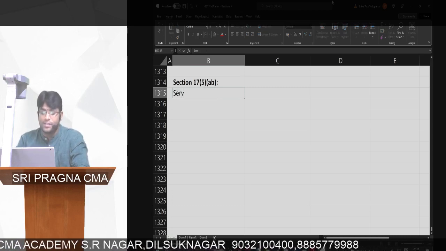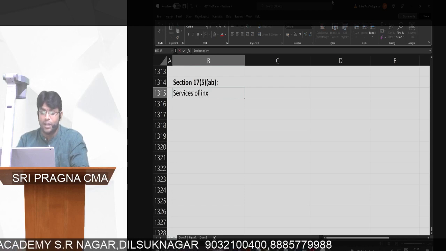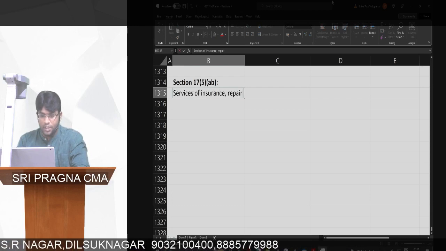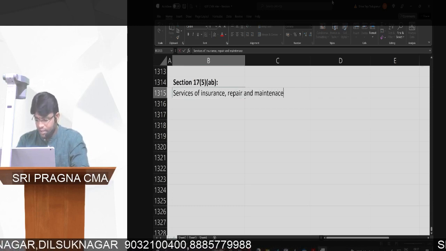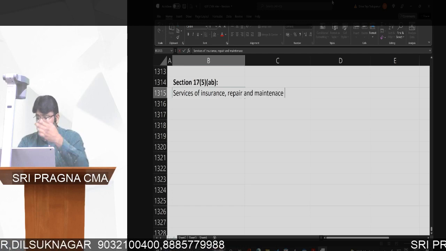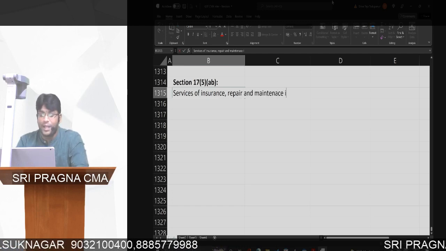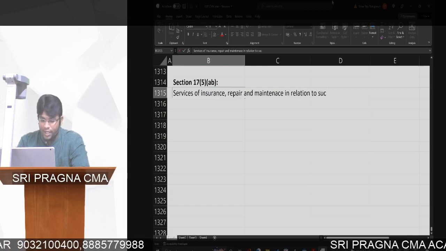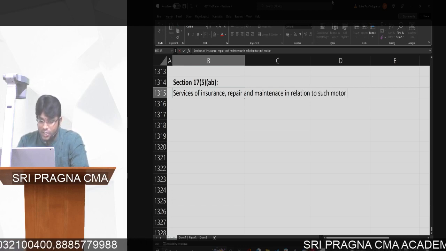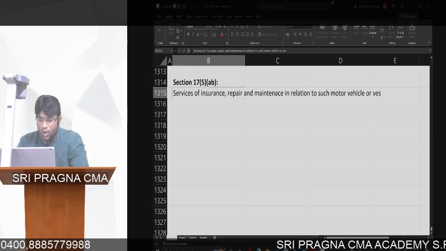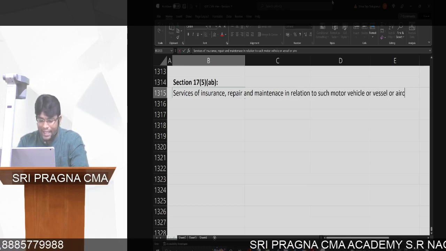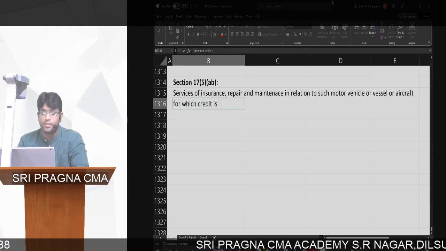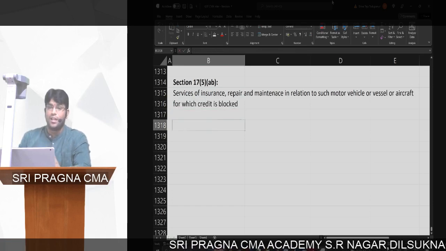17.5 AB. Listen to this line. Services of insurance, repair and maintenance. In relation to, see this line carefully, in relation to such motor vehicle or vessel or aircraft for which credit is blocked. So meaning, I repeat once again.